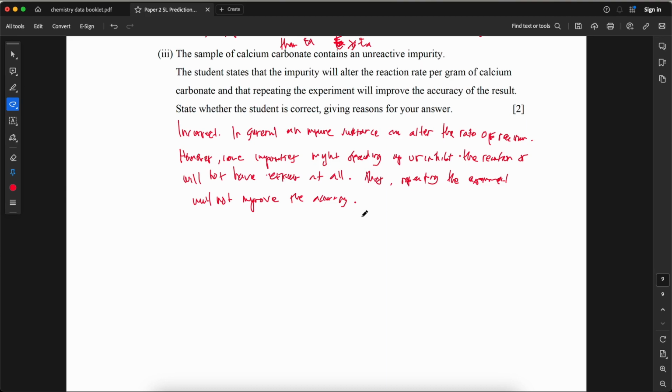All right, so that's all for the explanation for another example of a prediction question for paper 2 standard level. It is not guaranteed 100% this question will appear on the exam, but you can treat these questions as a mock exam because the questions follow the IB exam style.